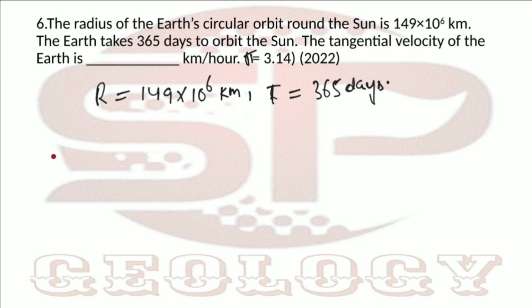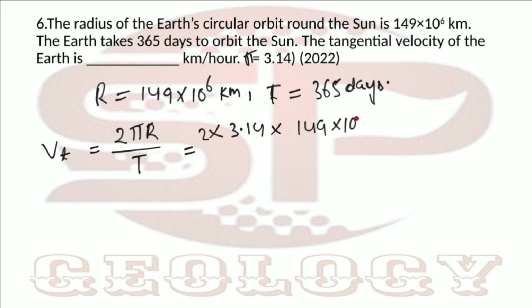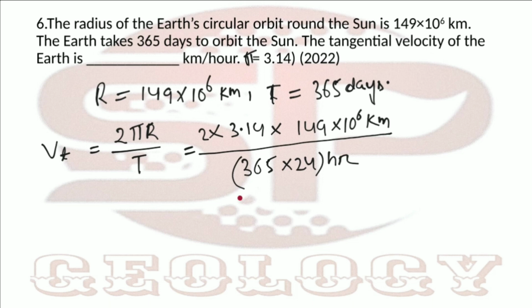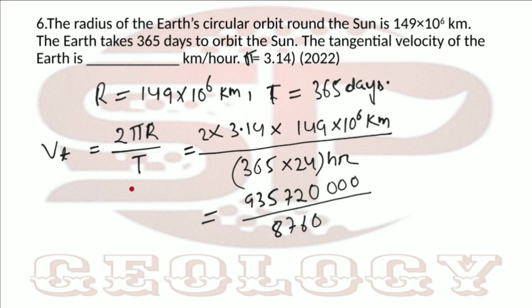Now I have to calculate the tangential velocity. Tangential velocity is 2 pi r by T. So 2 into pi, which is 3.14, and r is 149 into 10 to the power 6 kilometer. You have to calculate kilometer per hour, so 365 days will be 365 into 24 hours. It will be 106817.35 kilometer per hour.